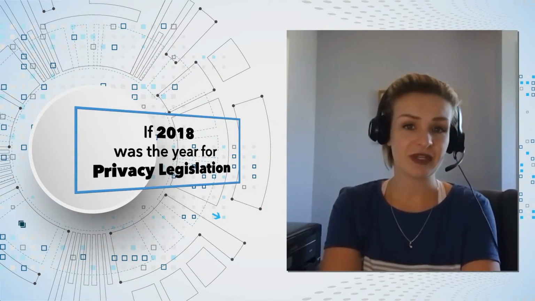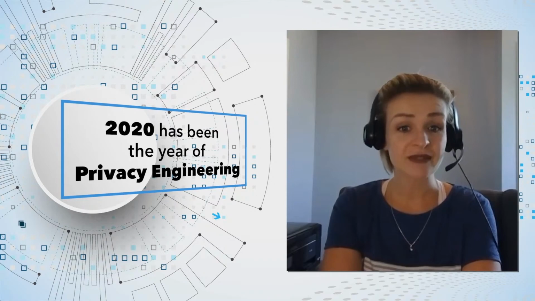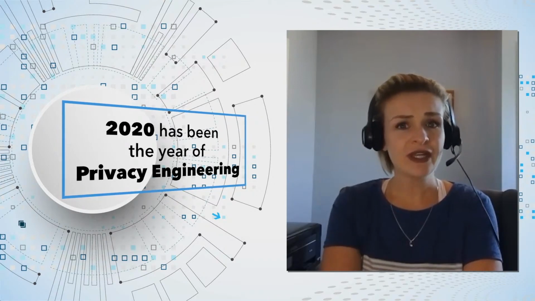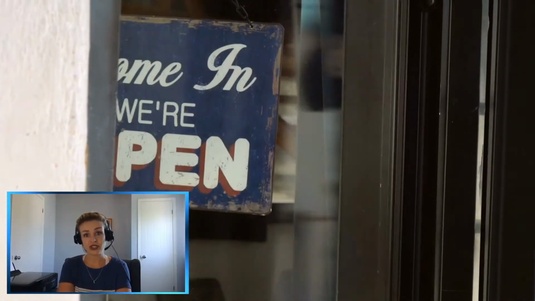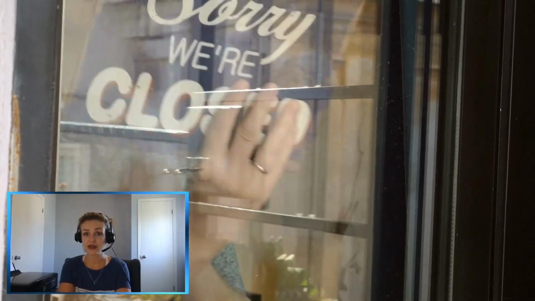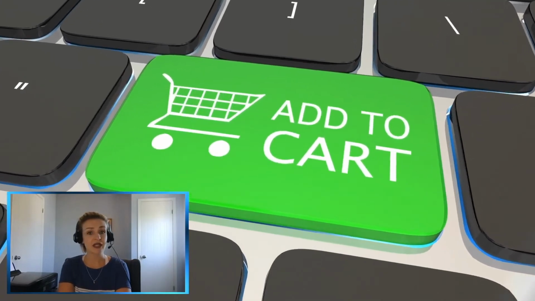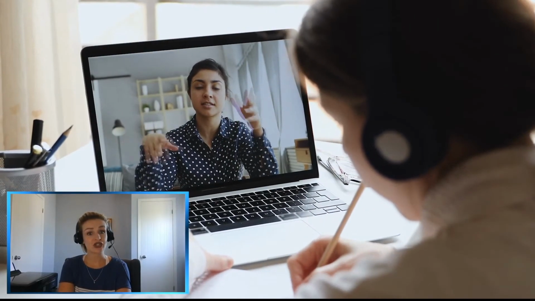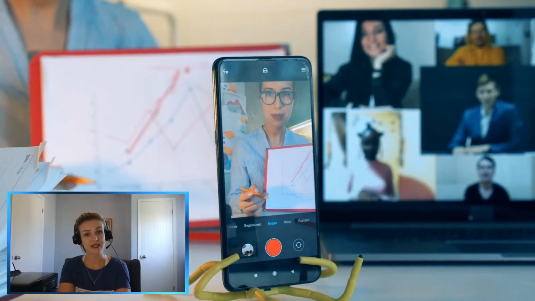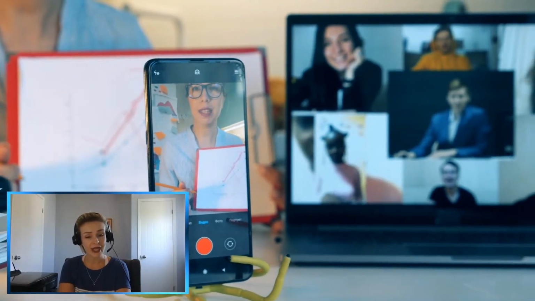So does that mean that we put privacy on the back burner? The answer is no, quite the opposite. If 2018 has been the year of privacy legislation, 2020 has been the year of privacy engineering. During the COVID-19 situation, many organizations were forced to take the fast track toward the digitization of their activities. Small businesses, which used to have brick and mortar stores, had to go online very, very fast, take credit cards online, set up websites, set up applications. We can think also about universities that have to start delivering their classes online to a lot of students worldwide, and they had to develop, purchase, or implement technology at a very rapid pace.